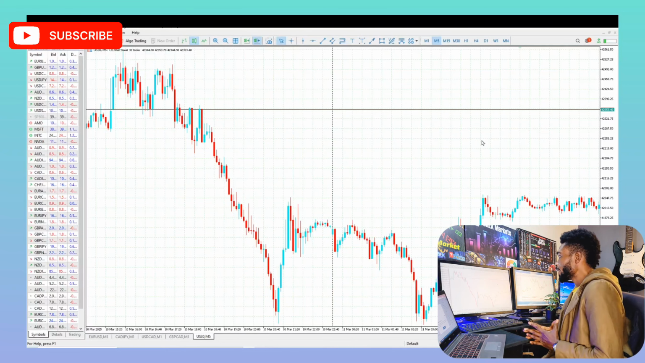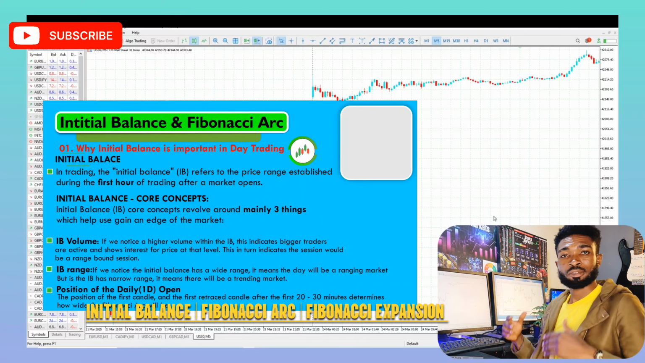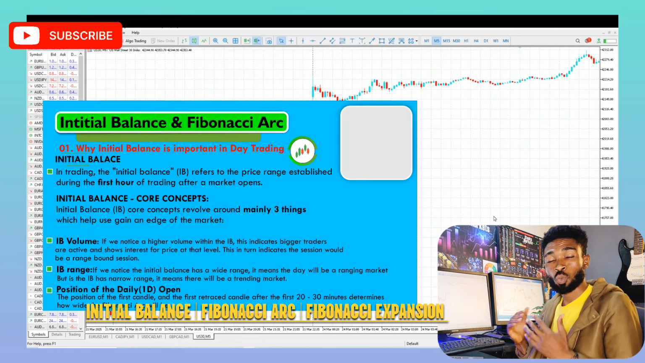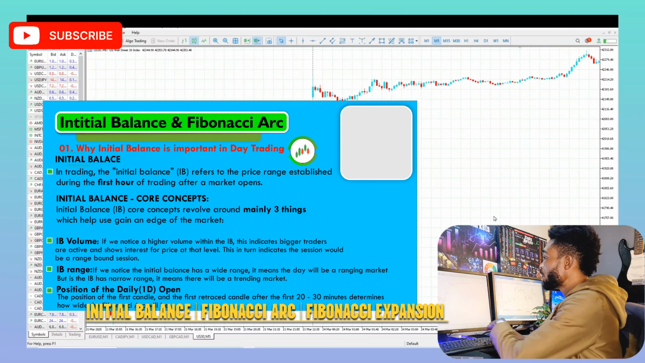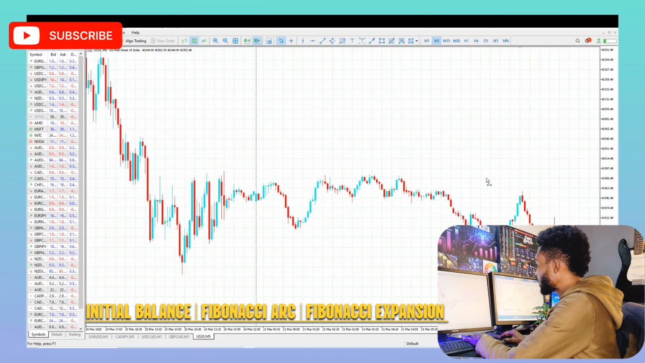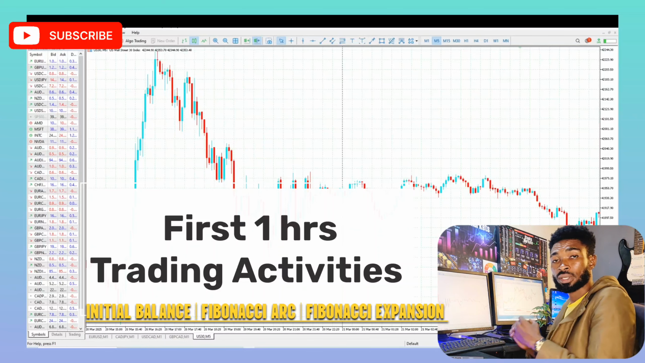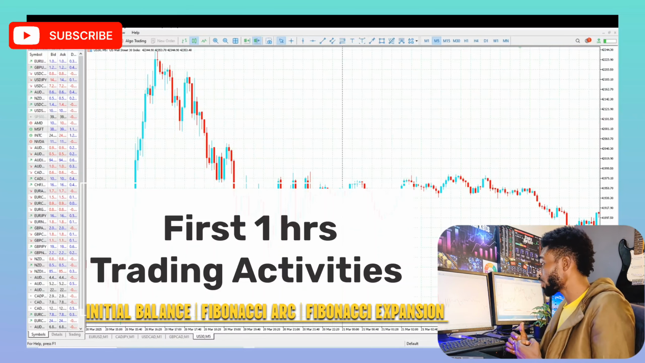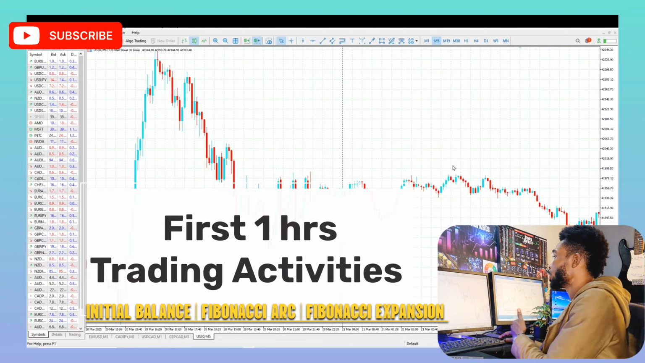Okay, so before we begin, let's have a recap of what we learned last week. We learned that initial balance is the first activity within the first 1 hour of trading time. For instance, if you open any chart, the first activity that occurred within the first 1 hour of the trading chart can determine or impact what the market may do next.